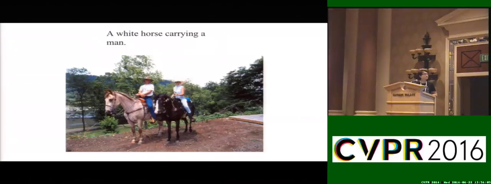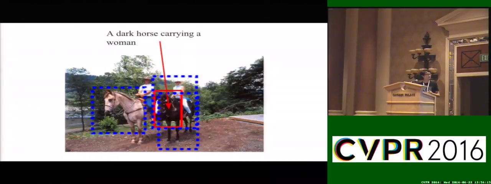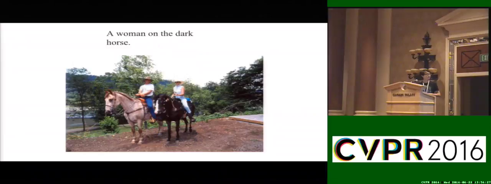So what about this one? "A white horse carrying a man." Yeah, the system points to another horse, and we can change to another one. "A dark horse carrying a woman." Yeah, it points to the first horse from our first example. So let's do something fun. We can change the order of the words, for example, a description like "woman on a dark horse." What is really remarkable is that the system really knows it's the woman instead of the horse that should be identified.